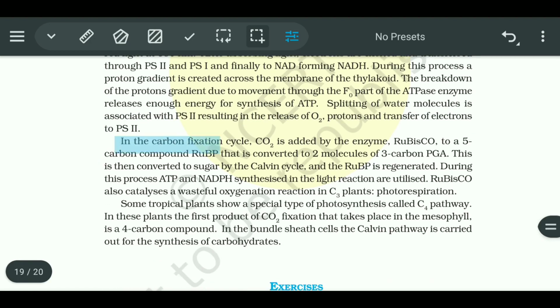In the carbon fixation cycle, CO2 is added by the enzyme Rubisco to a 5-carbon compound RuBP that is converted to 2 molecules of 3-carbon phosphoglyceric acid. This is then converted to sugar by the Calvin cycle and the RuBP is regenerated. During this process, ATP and NADPH synthesized in the light reaction are utilized. Rubisco also catalyzes a wasteful oxygenation reaction in C3 plants: photorespiration.